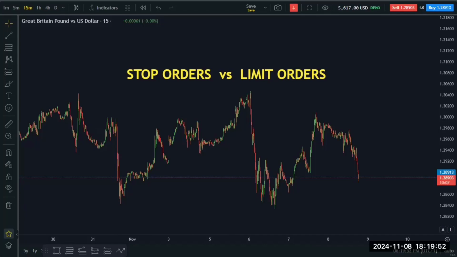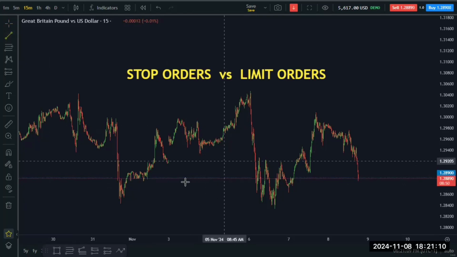Today, I want to show you the difference between stop orders and limit orders. A lot of beginners in forex confuse the two and they don't know which one they can place, so they run away from pending orders. Stop orders and limit orders are all examples of pending orders. To distinguish the two, what you simply need is the price level.